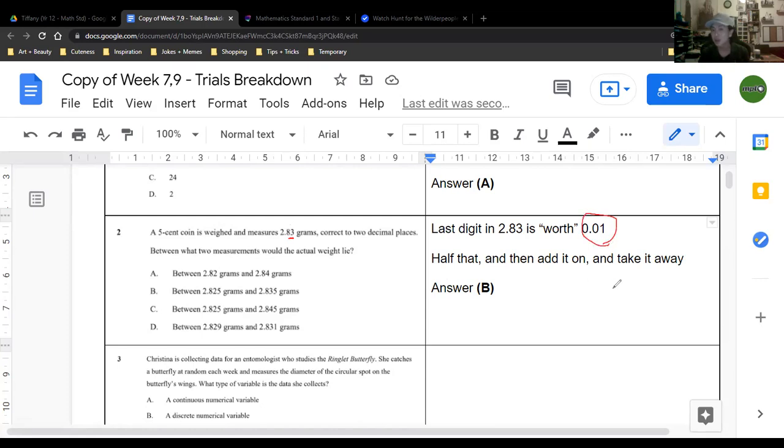So when you work out the measurement error, you halve what the last digit is worth. So in this case, if you halve 0.01, you get 0.005. And then this is the error amount. So if you add it onto the actual measurement, you get the upper bound. And if you take it away from the measurement, you get the lower bound. So the answer is here. So when you add it onto the 2.83, you get 2.835, just stick a 5 on the back. And when you take this error away from the 2.83, you get 2.825. So that is that particular question.